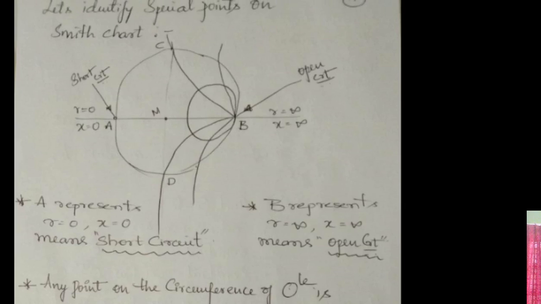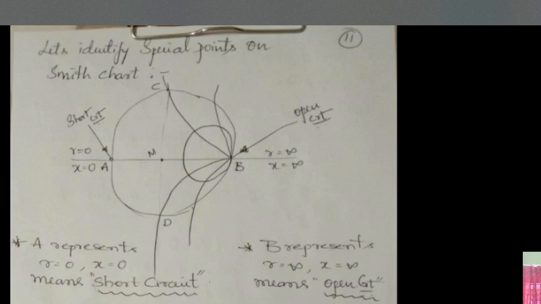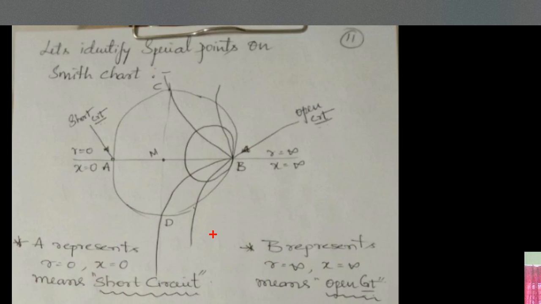So this is where we have to identify special points on the Smith chart. Suppose take this point, this point, this point, this point, and this. Mark all these points.